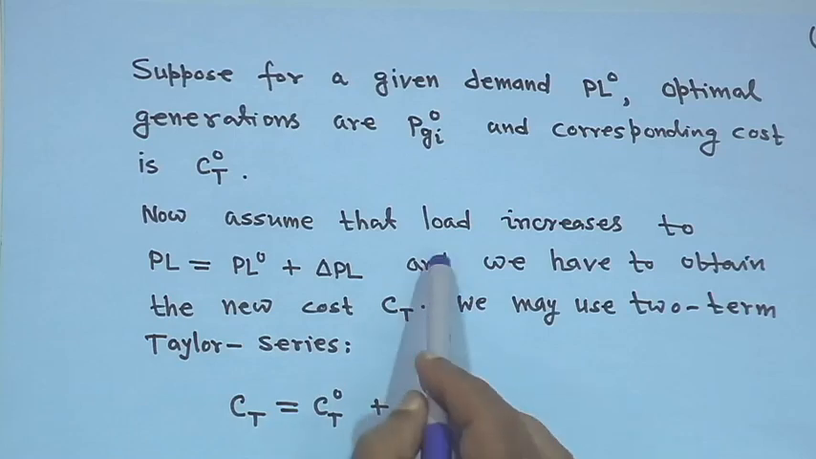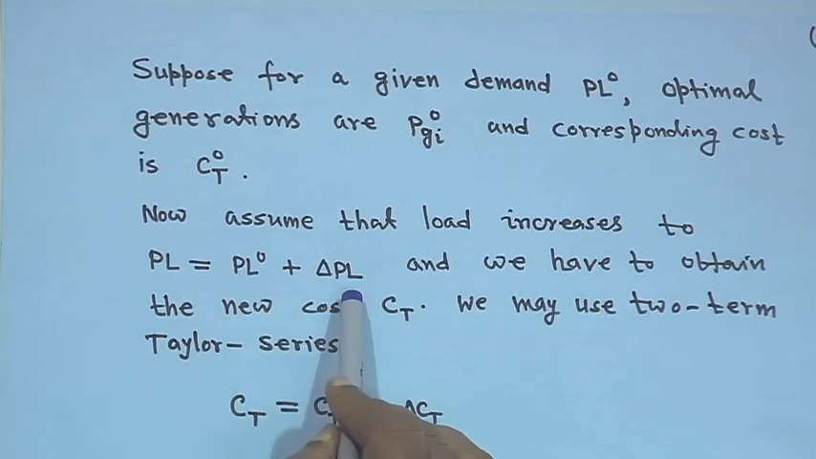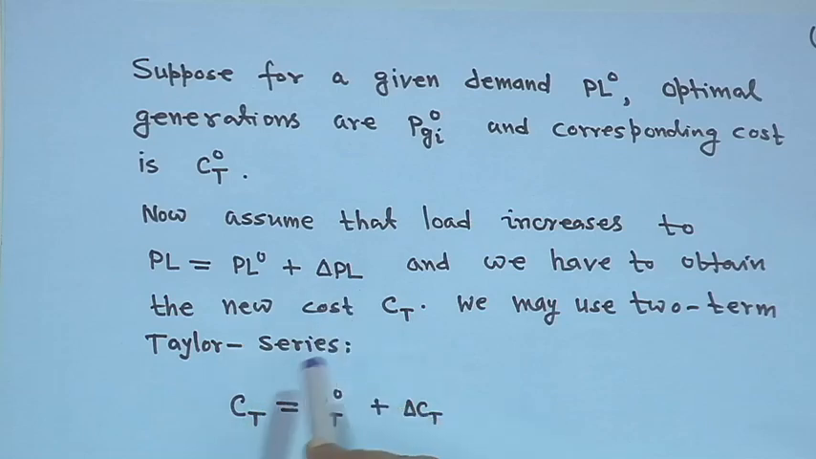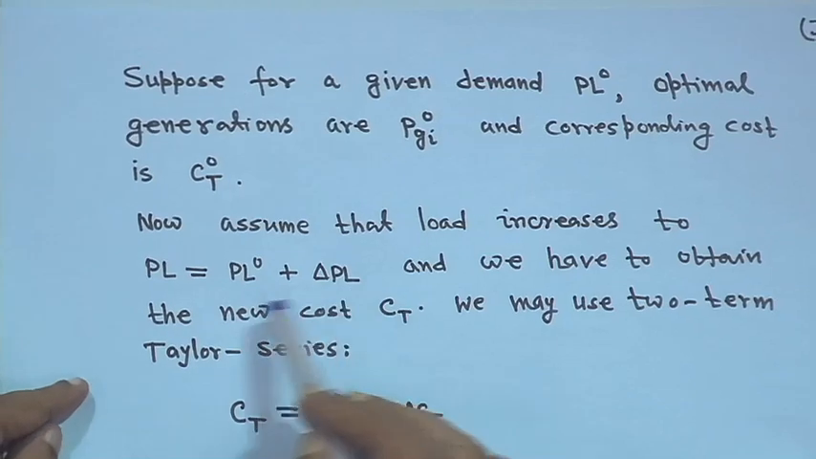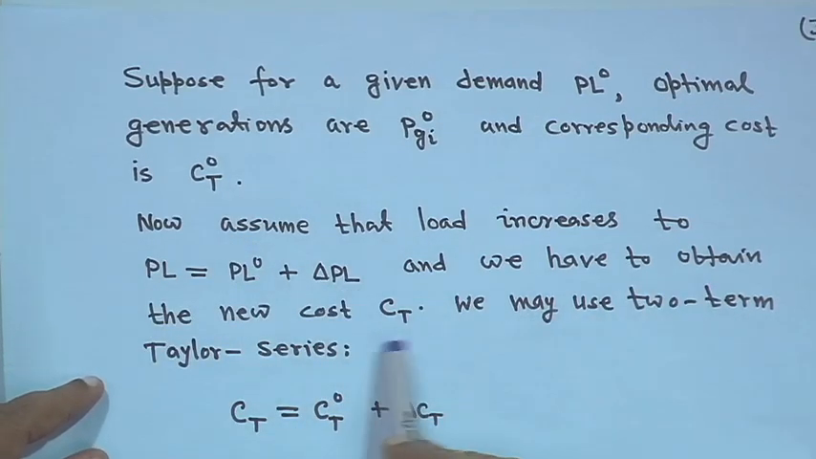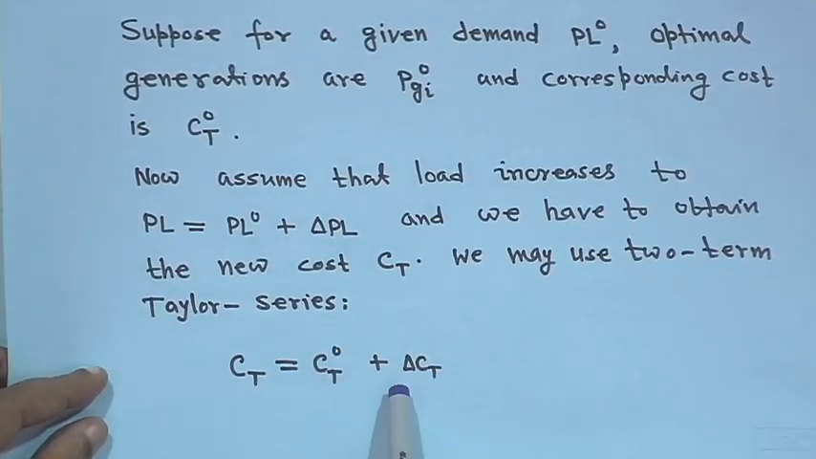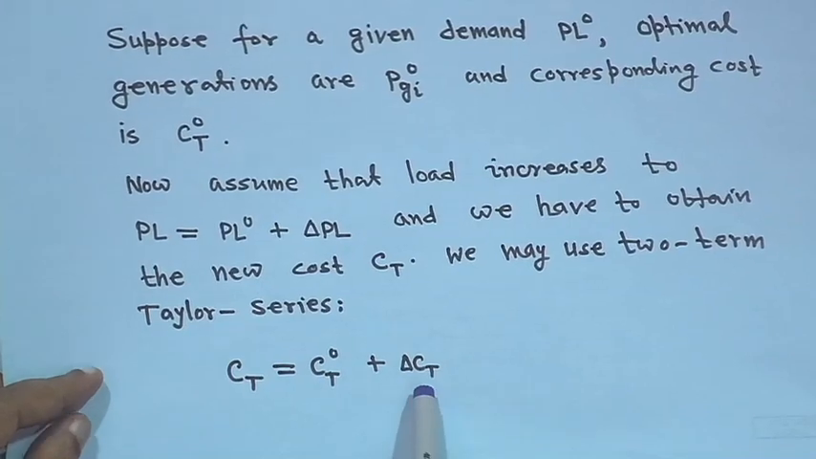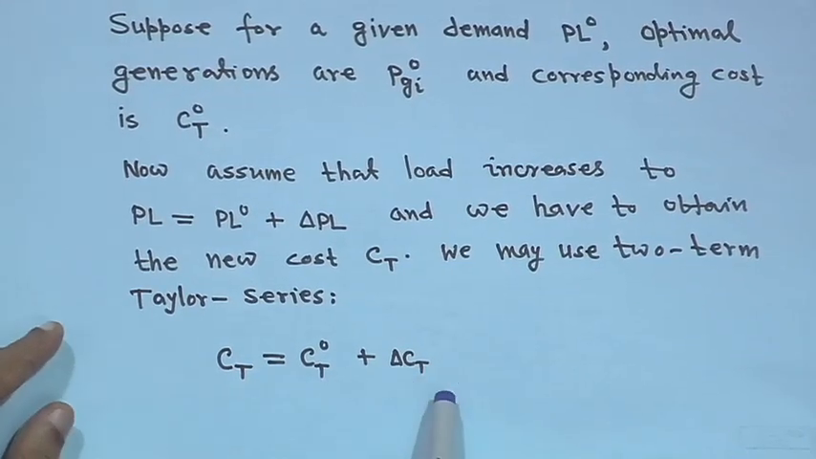Now, assume that load increases to make PL equal to PL0 plus delta PL. So, load has changed by delta PL, PL is now PL0 plus delta PL, and we have to obtain the new cost CT. We may use a two term Taylor series. So, CT is equal to CT0 plus delta CT.